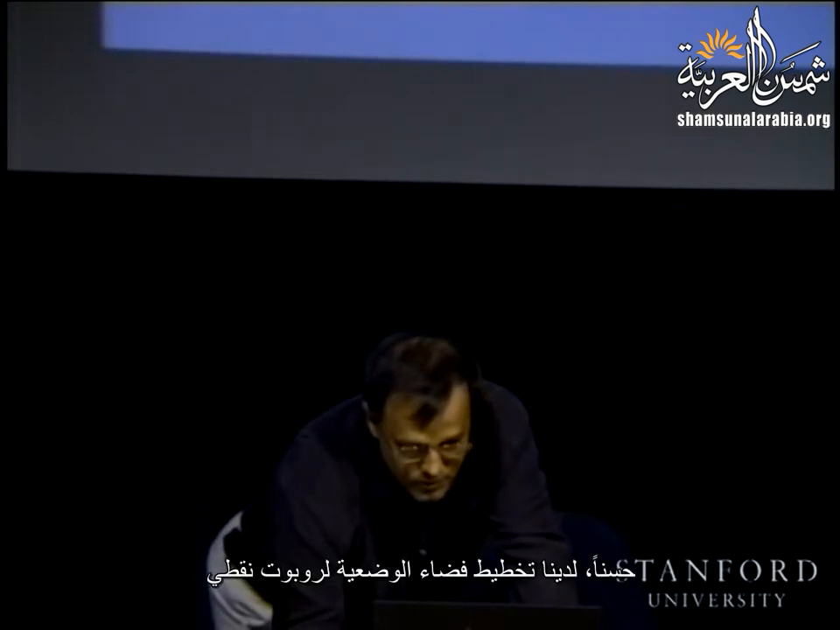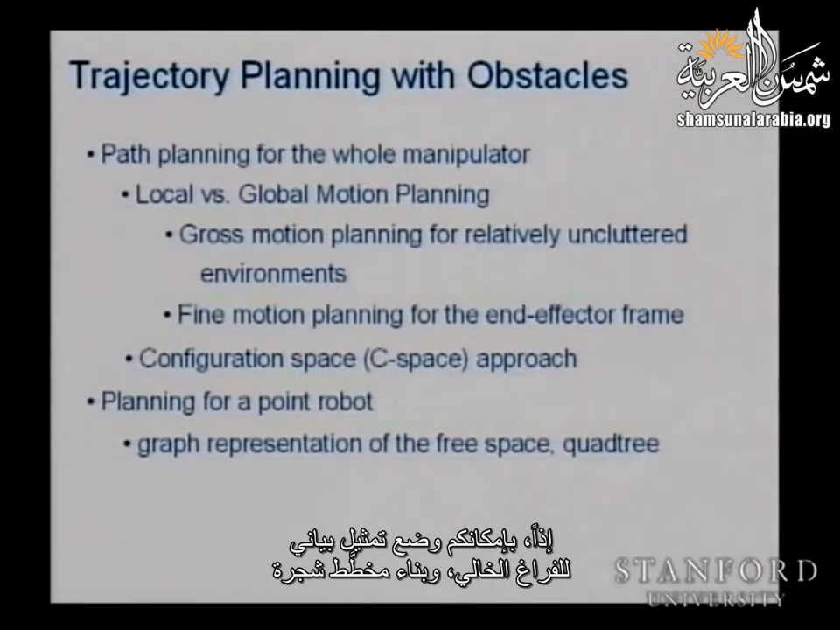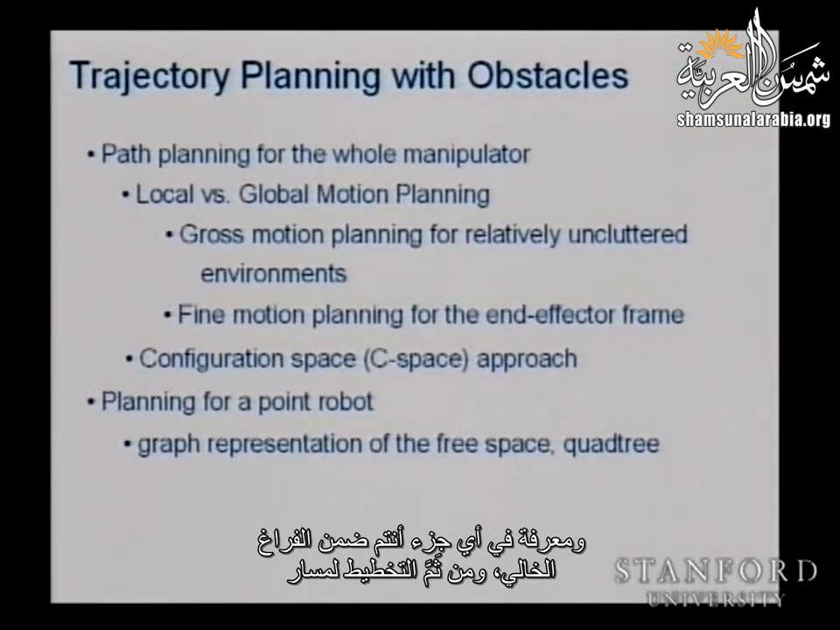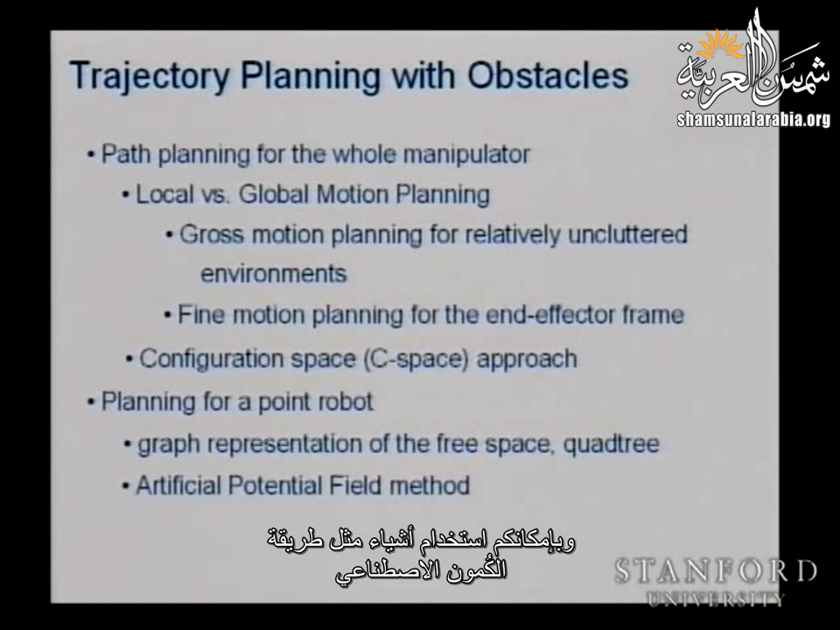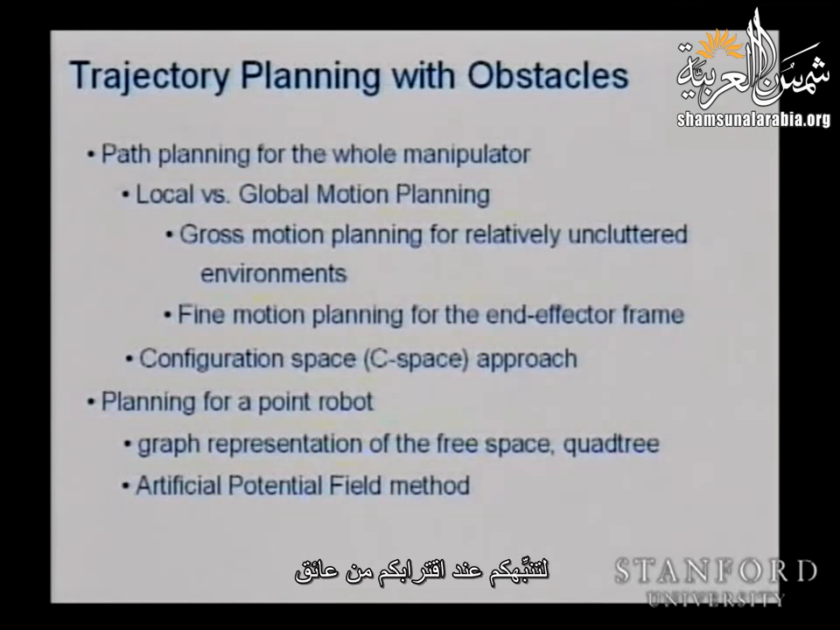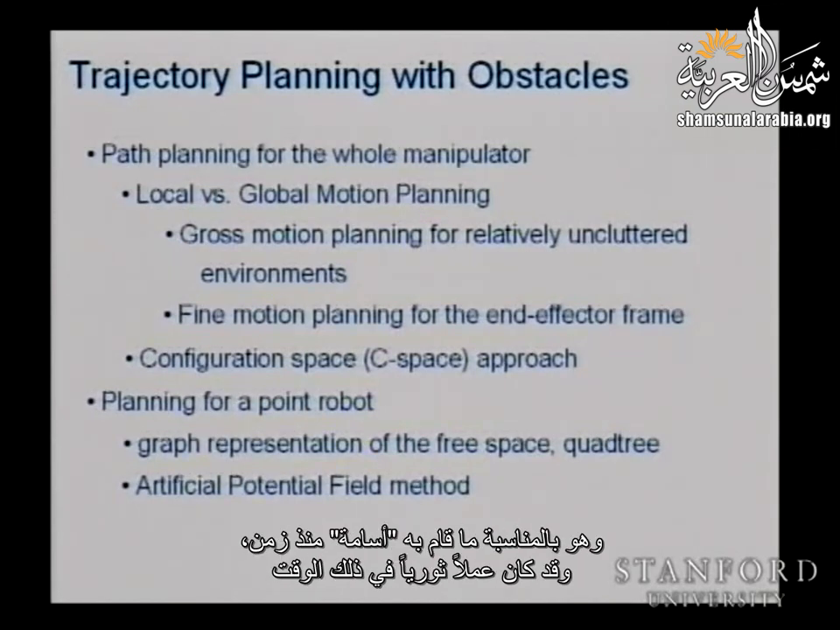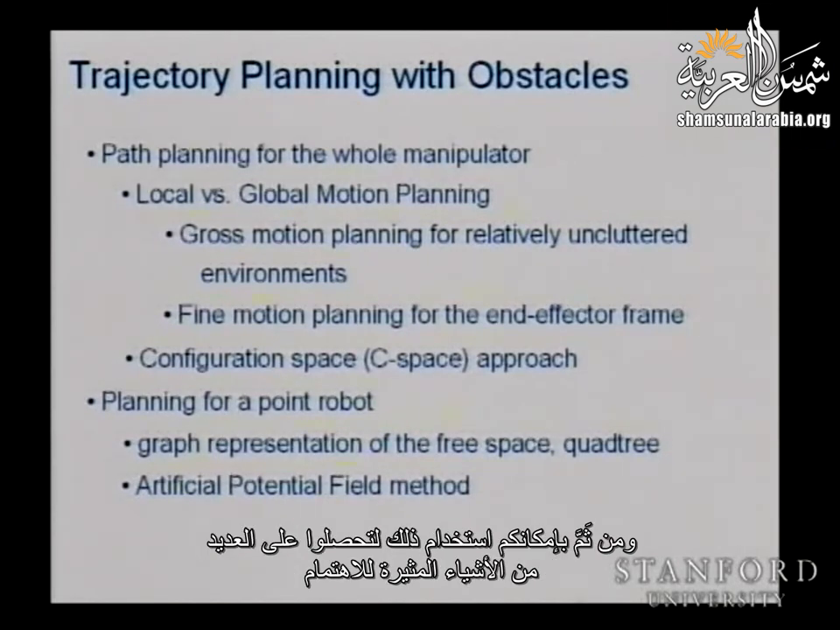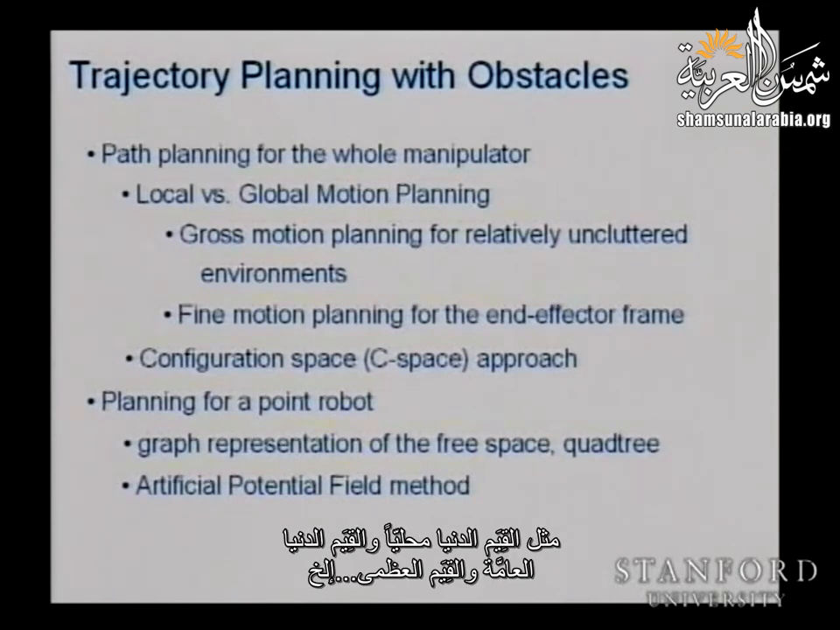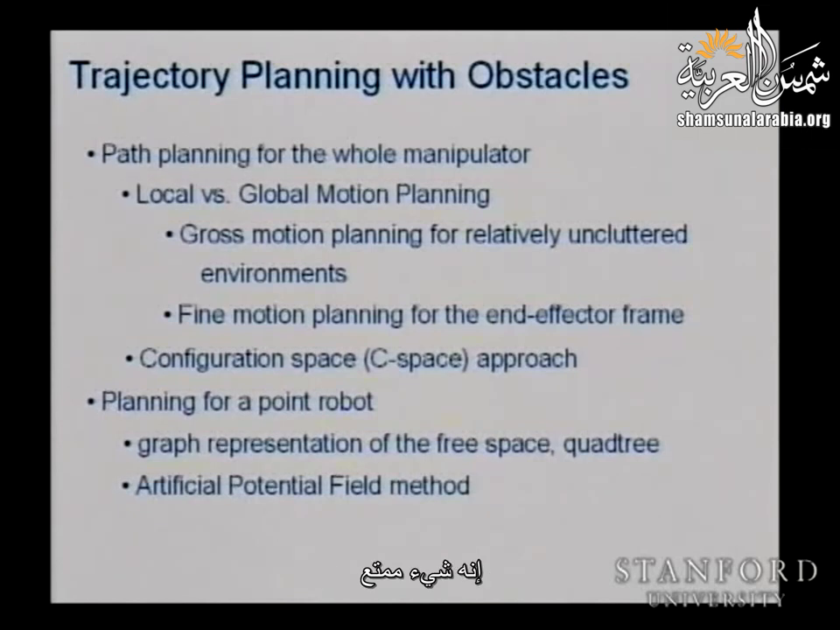Okay, so we have C-space, planning for a point robot. So you can put the graph representation of the free space, build a quad tree, and know which part of the free space you are in, and then plan a path. And you can use things like the artificial potential method to tell you, as you go closer to an obstacle, you can have a force that is repulsing you from the obstacle. And as you have the goal, you have a force that is attracting you to the goal. And based on that, you can build an artificial potential field, which is, by the way, what Osama did way back in his thesis. It was very revolutionary work at that time. And then you get into all kinds of interesting things of getting into local minima, global minima, maxima, etc. So it's a fun thing.